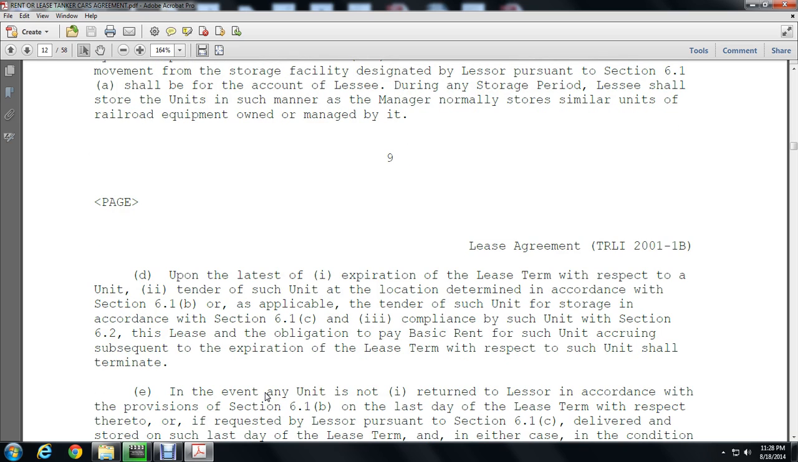D. Upon the latest of: 1. The expiration of the lease term with respect to the unit tendered; 2. The tender of such unit to the location determined in accordance with section 6.1b, the applicable tender of such unit to storage in accordance with section 6.1c; and 3. Compliance with such unit in section 6.2, the lessee's obligation to pay basic rent for such unit accruing subsequent to the expiration of the lease term with respect to such unit shall terminate.